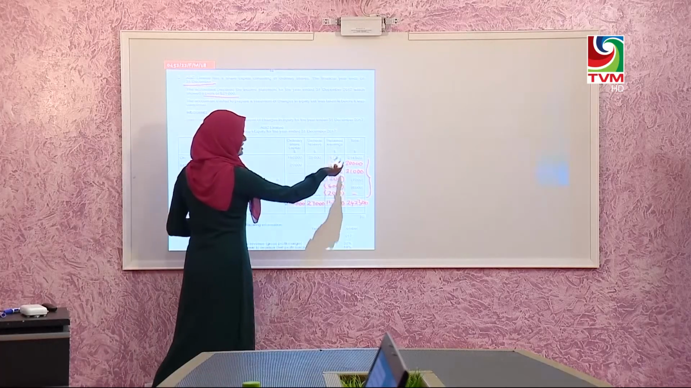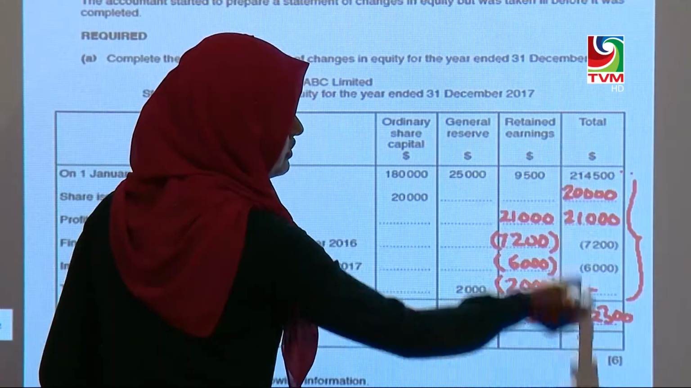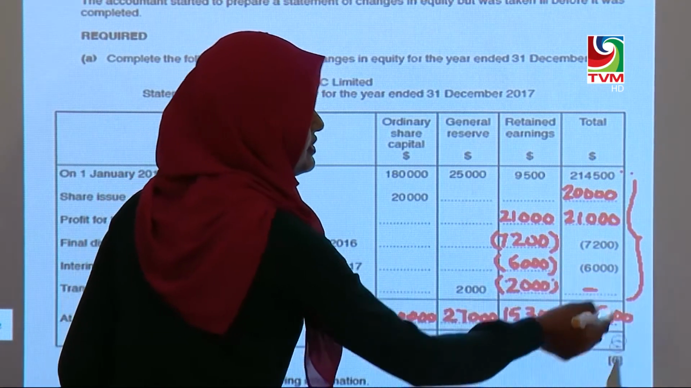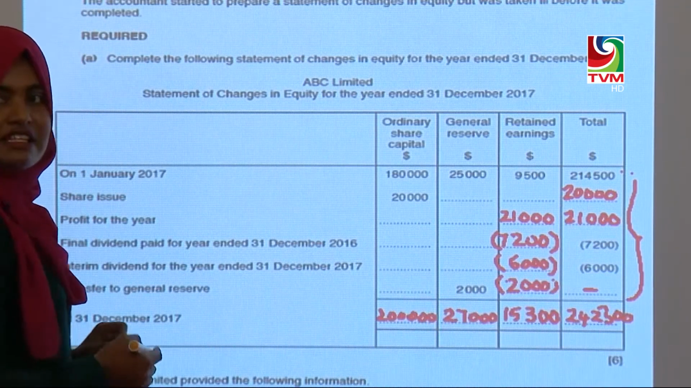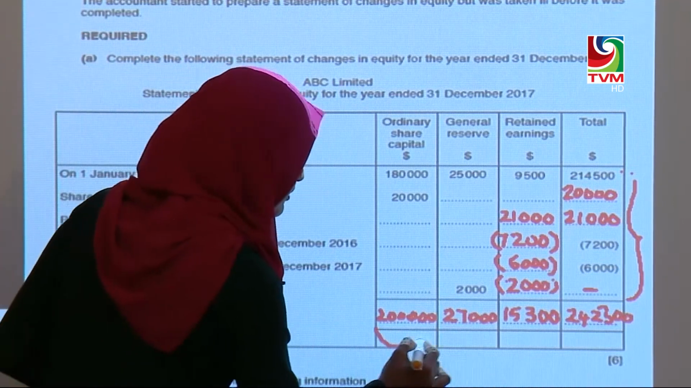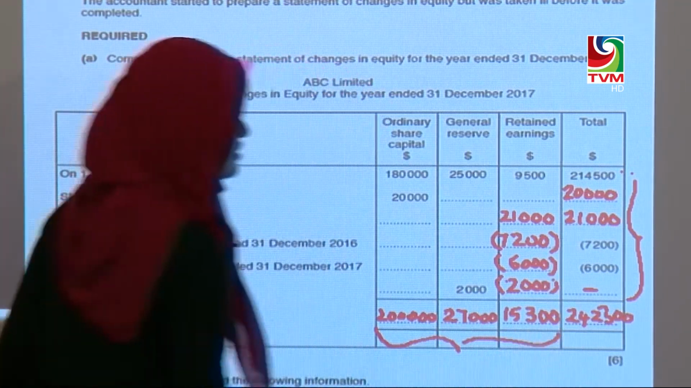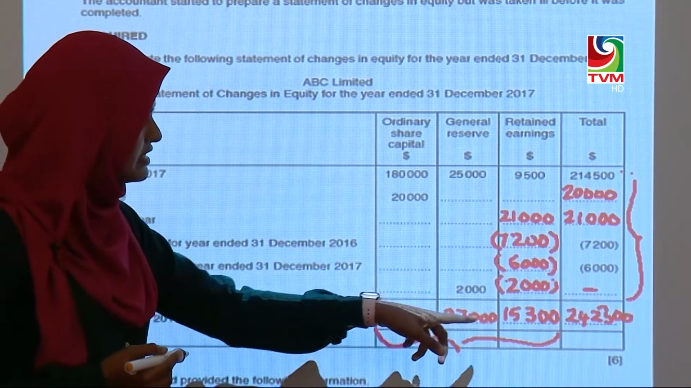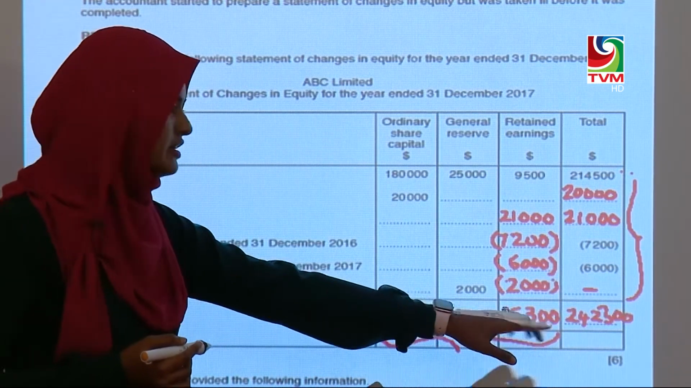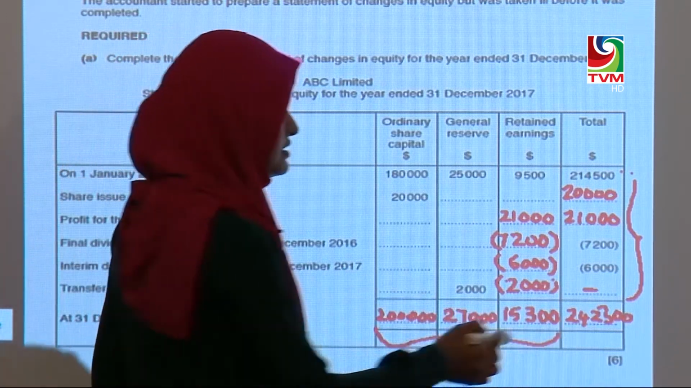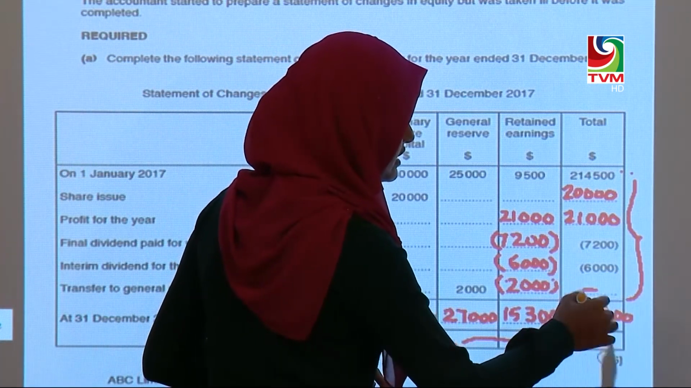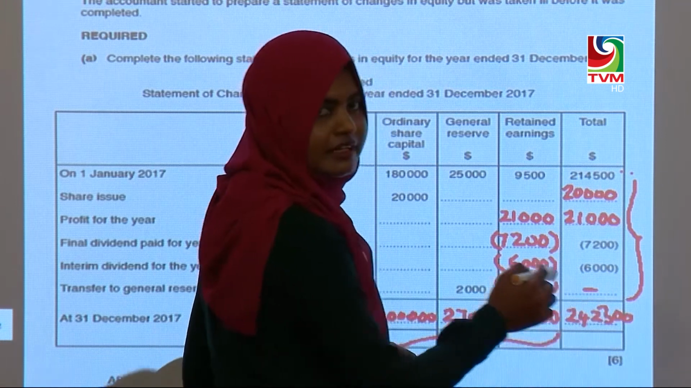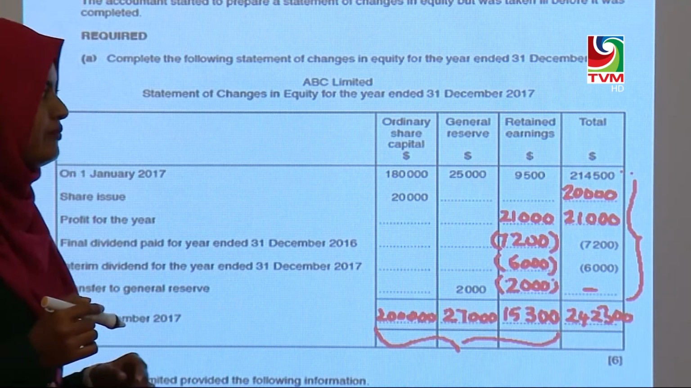So once you find the total in the total column here, you also need to cross check whether your total is correct or not. That is by finding the total of your horizontal row here. This 200,000 plus 27,000 plus 15,300 will give you the same answer. So the answer you get over here, this 242,300, is your shareholders fund.